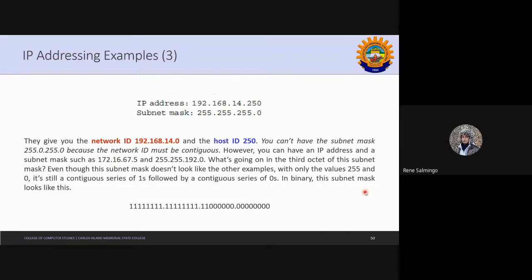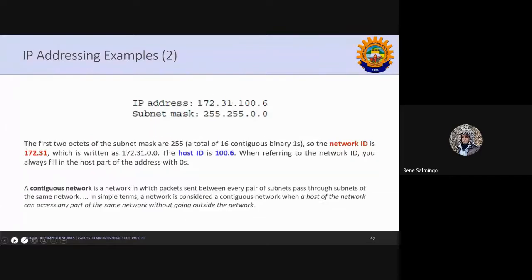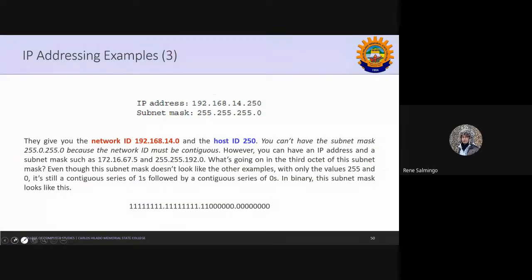192.168.14.250. So what is the network ID? That is your 192.168.14.0, and your host ID is 250. And by the way, you cannot have a non-contiguous subnet mask, because the network ID must be contiguous, or the data must flow easily on the connection or the communication media.